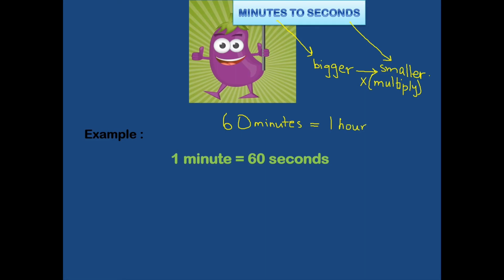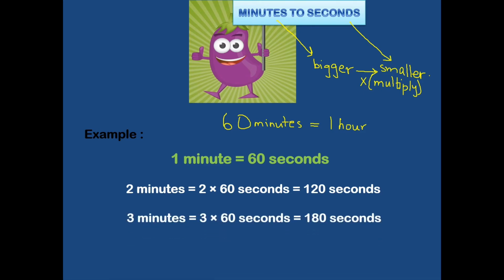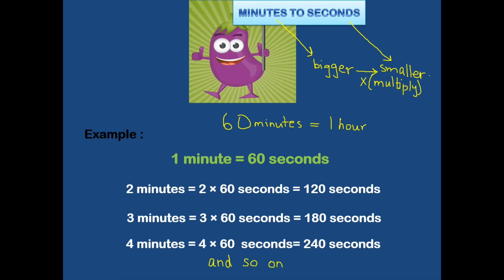Now let's see the conversion. 2 minutes will be equal to 2 times 60 seconds, which will equal to 120 seconds. 3 minutes will equal to 3 times 60 seconds, which will equal to 180 seconds. And similarly, for 4 minutes, we will have 240 seconds, and so on for further number of minutes.